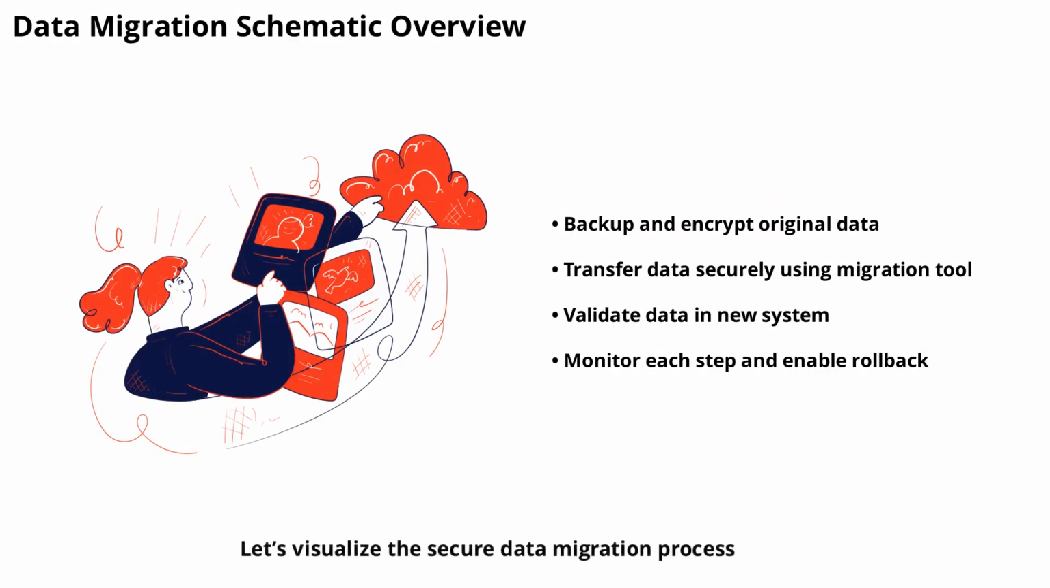Let's visualize the secure data migration process. Imagine a flow where data is first backed up, then encrypted, transferred using a secure migration tool, and finally validated in the new team chat software. Each step is monitored and logged, with rollback options available in case of errors. This schematic overview highlights the importance of security at every stage.